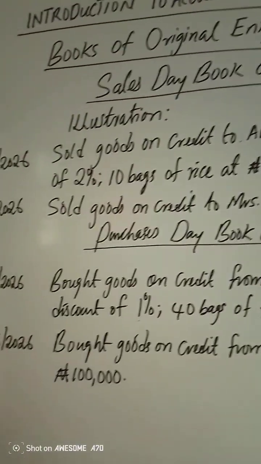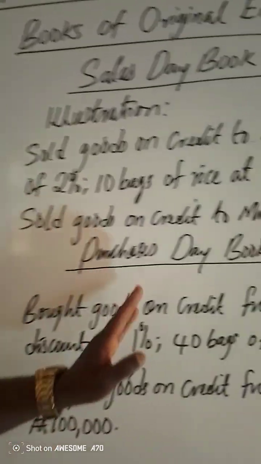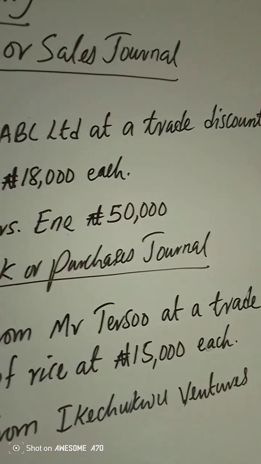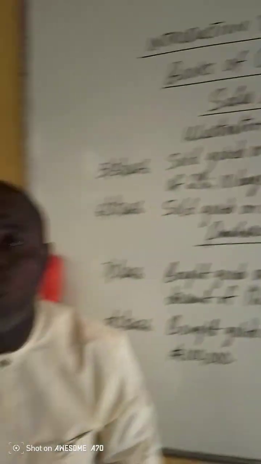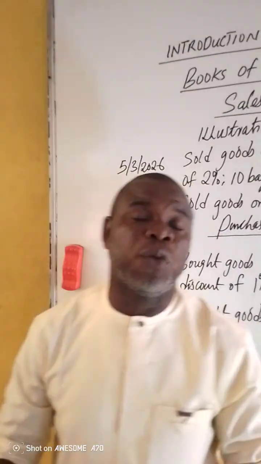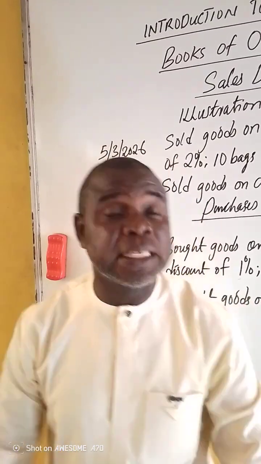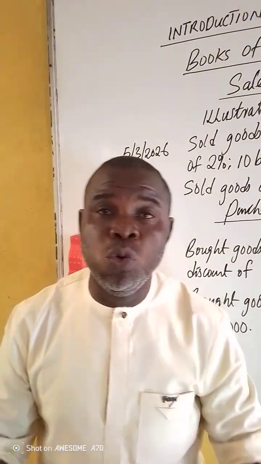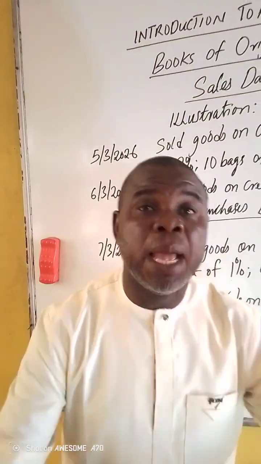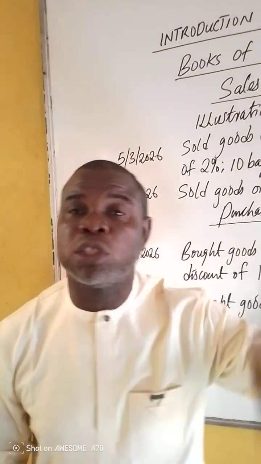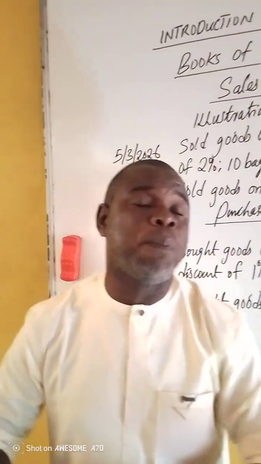Next, let's go to the next book, which is called the Purchases Day Book or the Purchases Journal. What is Purchases Day Book or Purchases Journal? The Purchases Day Book or Purchases Journal is a book of original entry into which all credit purchases are recorded. All goods purchased on credit by the business are recorded. Mind you, I'm repeating, these are goods purchased for resale. That is what is called purchases.